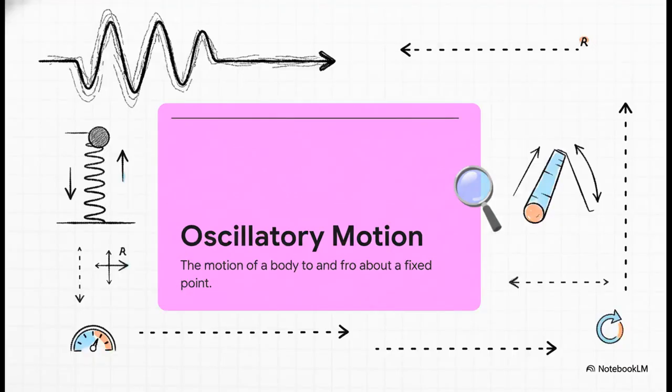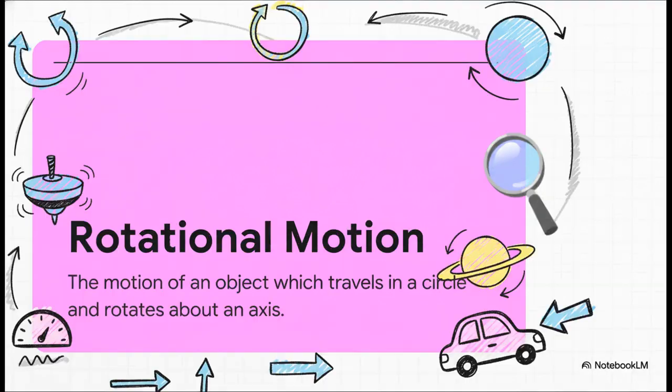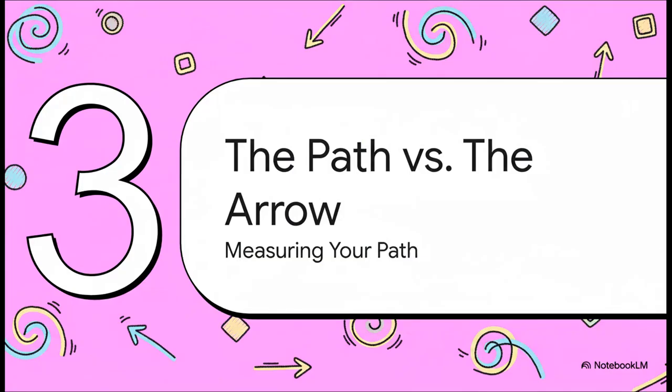Then there's oscillatory motion. This is that classic, rhythmic, back-and-forth movement around a central point. A grandfather clock's pendulum is the perfect picture of this, but so is a vibrating guitar string. And our final flavor is rotational motion. Pretty straightforward, right? This is when an object spins around a central line, or an axis. Think of a spinning basketball on your finger, the blades of a fan, or even our own planet Earth spinning once a day. So, we've got our 4 flavors of motion down.